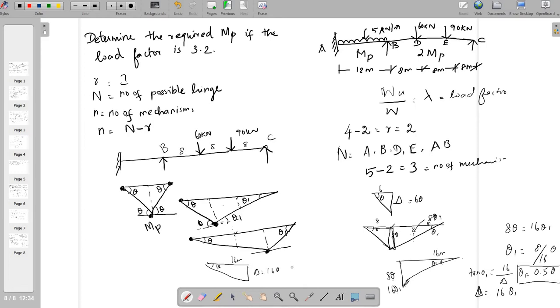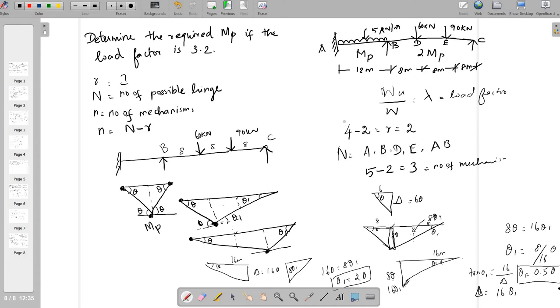But using the small triangle here, it is 8 theta 1. You can compare 16 theta with 8 theta 1. So theta 1 equals 2 theta. In the last diagram, we can use this relation theta 1 equals 2 theta. In the second diagram, we can use the relation theta 1 equals 0.5 theta. In the first relation, there is no complication like theta and theta 1 here.